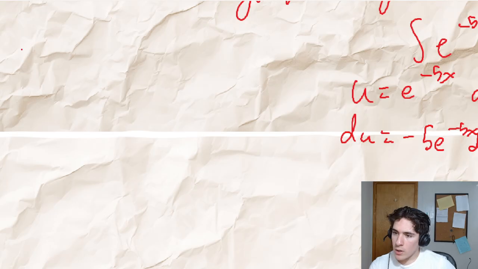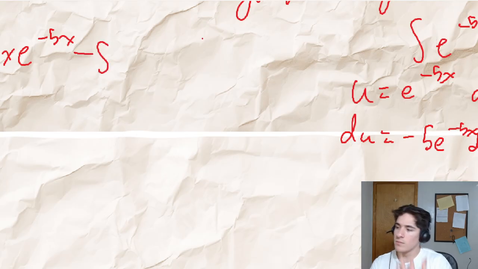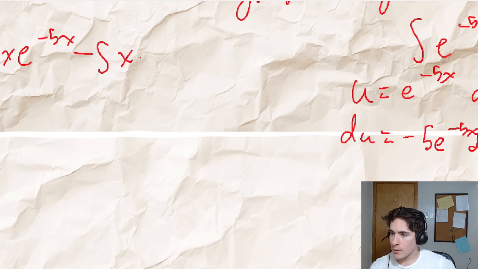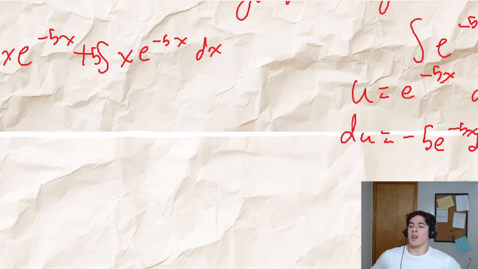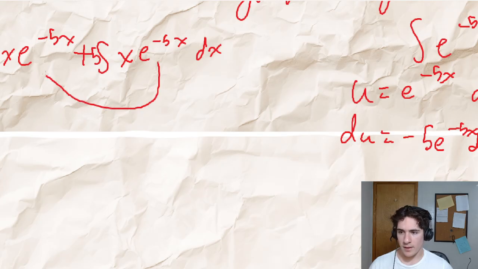This should be it. Wait, u, du, dv, v. Okay, so e to the power of minus 5x minus integral of x, and it seems like it's worse. You'd really think that this is actually like worse, but it's not. Or is it? This would simplify back to this. So this is not integration by parts time.